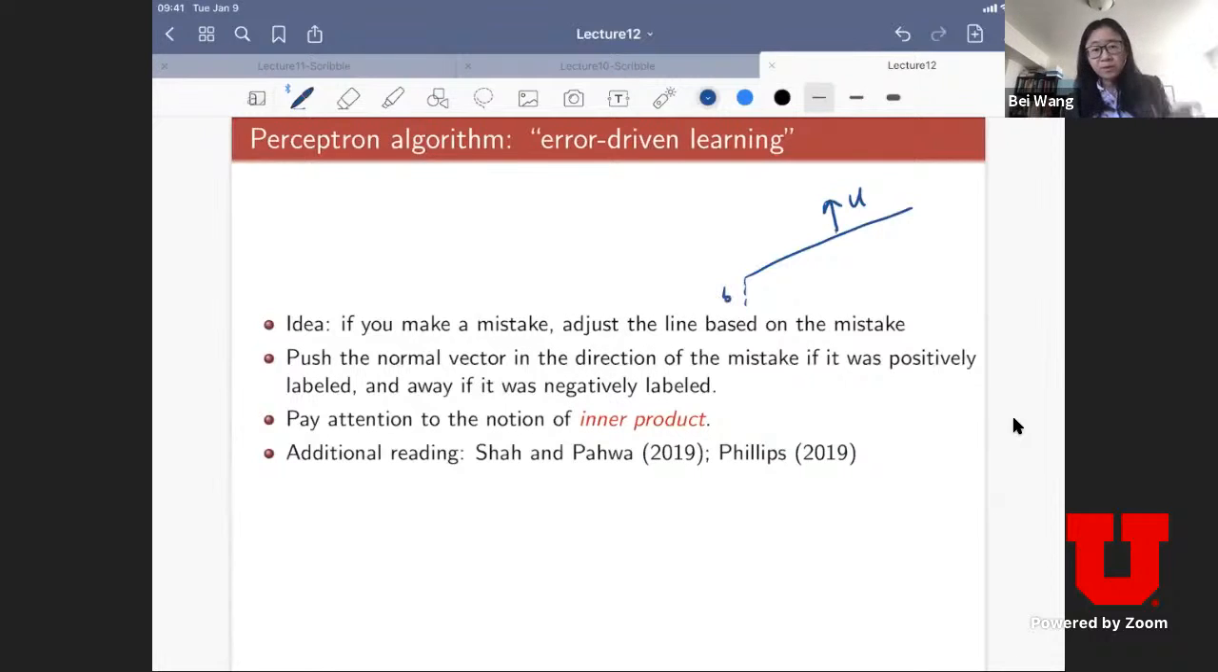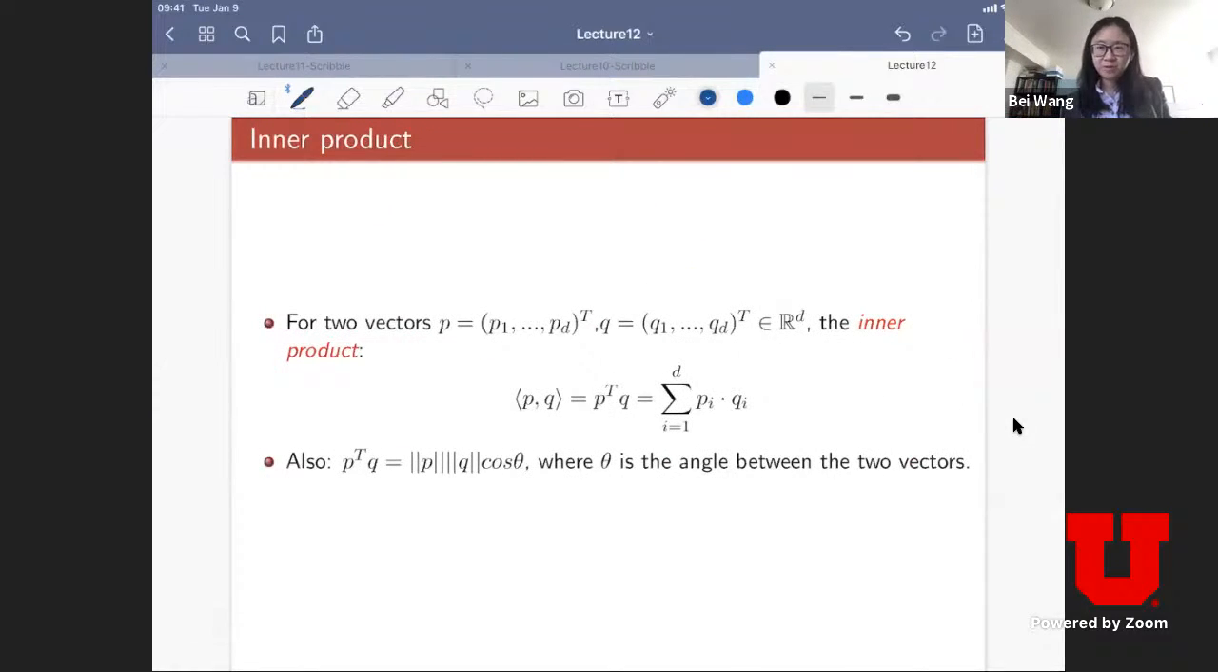And one thing that is really at the core of the perceptron algorithm is the notion of inner product. So here is a quick review of what the inner product between two vectors is. If I have two vectors, P and Q, both of dimension D, the inner product is the sum of the element-wise products of these two vectors, okay? Another way to look at this is that if I take P transpose Q, it gives me this, where theta is capturing the angle between the two vectors. All right.